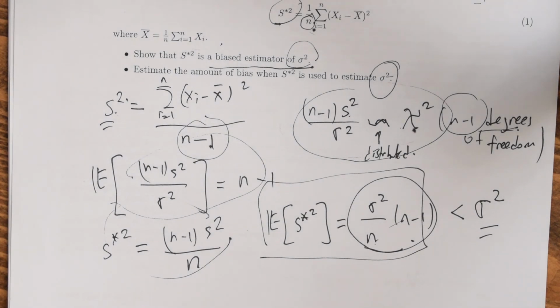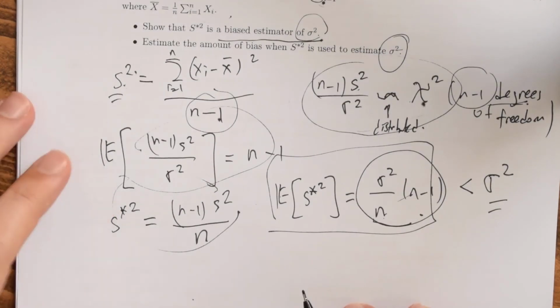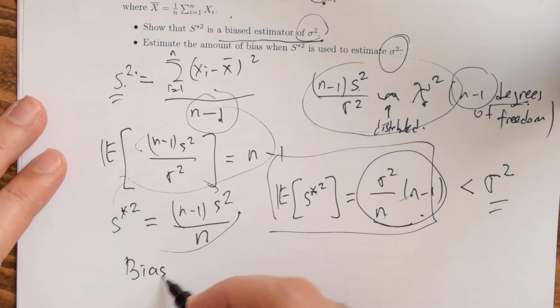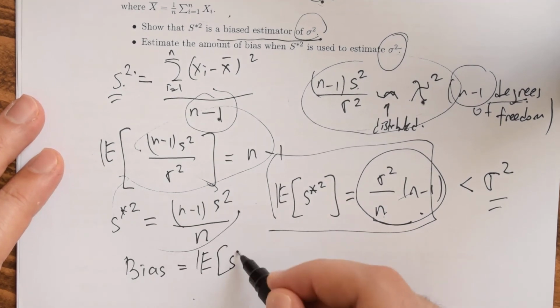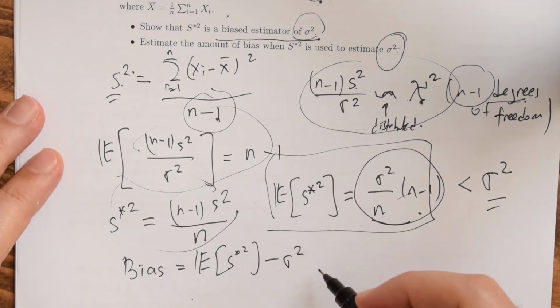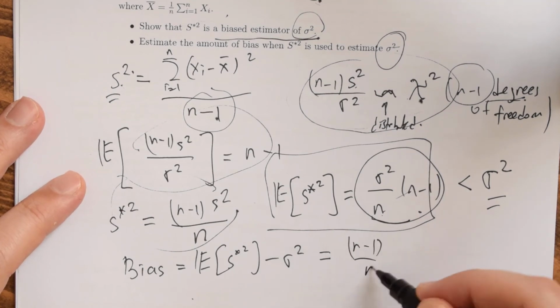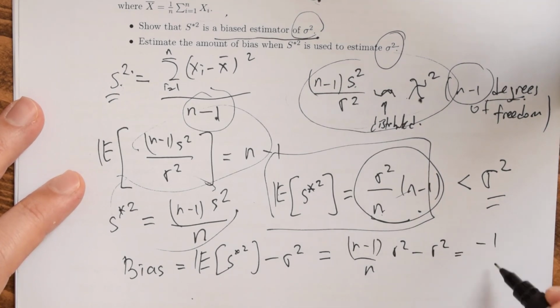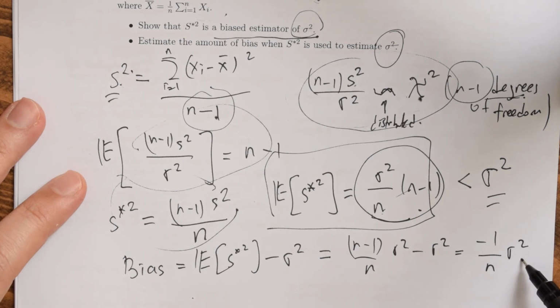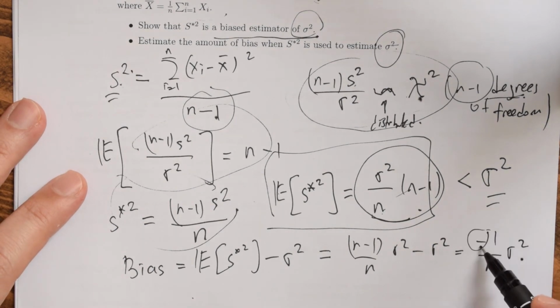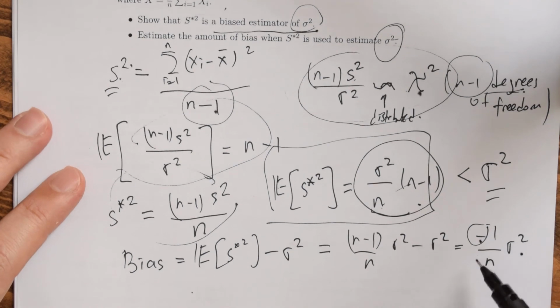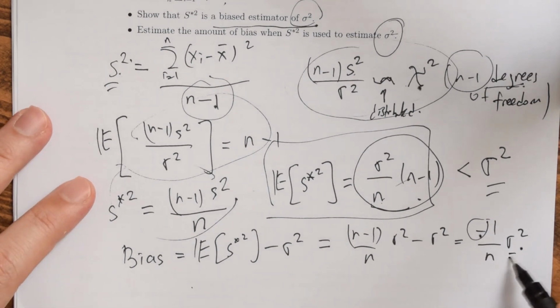The second question asks: estimate the amount of the bias when s star square is used to estimate sigma square. The bias is given by the expectation of s star square minus sigma square. That is the definition of the bias, which is n minus 1 over n sigma square minus sigma square, which is minus 1 over n times sigma square. Because sigma square is a positive value, the negative bias indicates that s star square systematically underestimates sigma square.